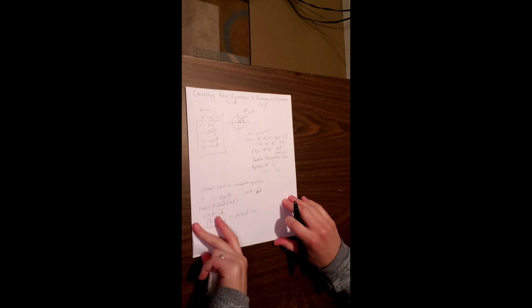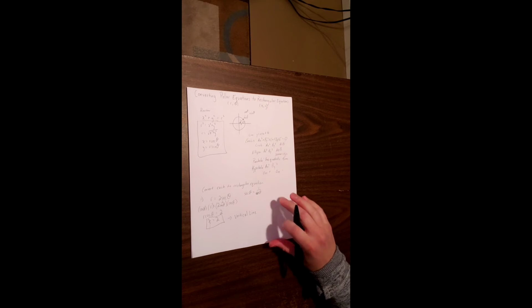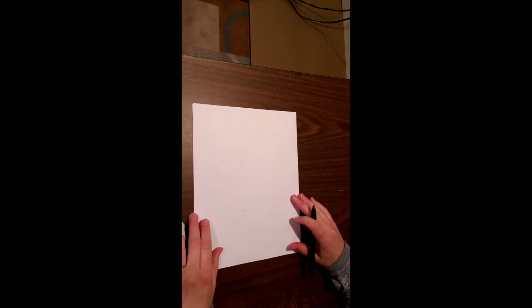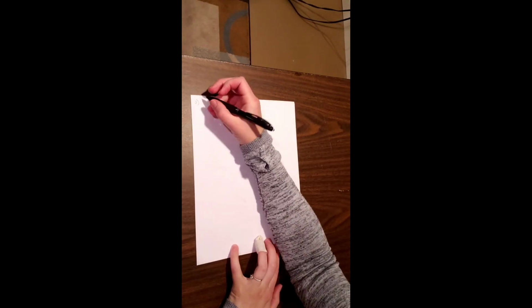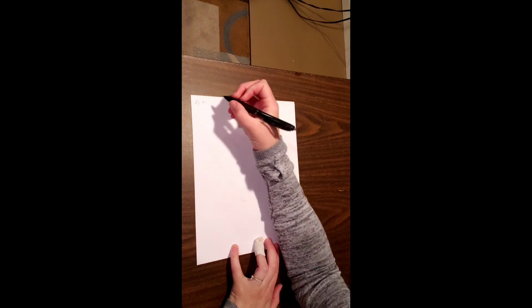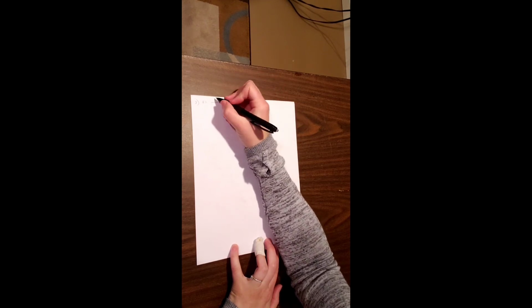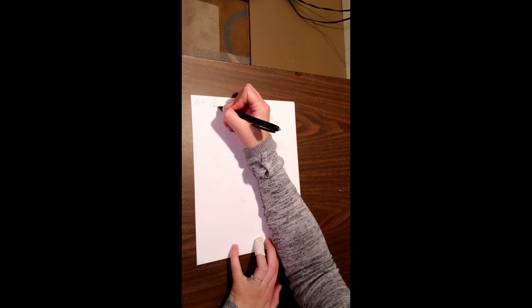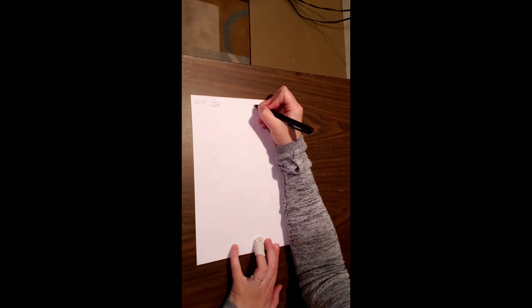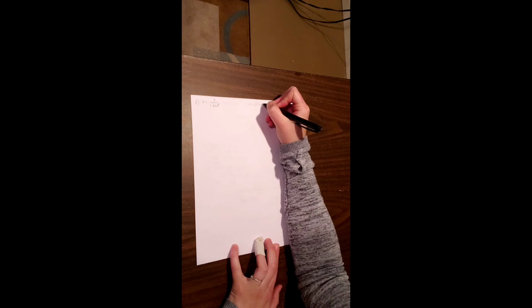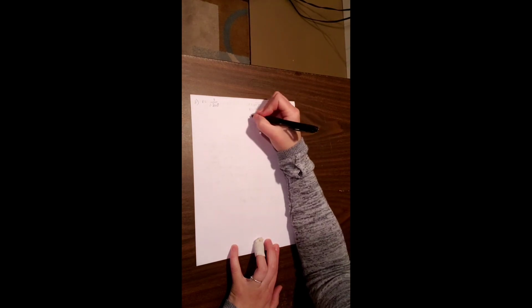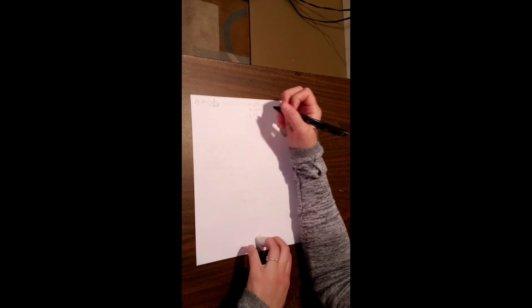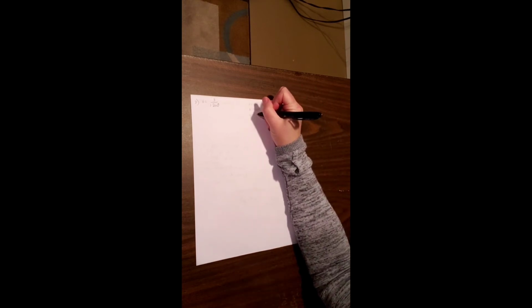So why don't we do another? Number 2, let's do r equals 3 over 1 minus 2 cosine theta. Things to keep in mind: r equals the square root of x squared plus y squared, x equals r cosine theta, y equals r sine theta.